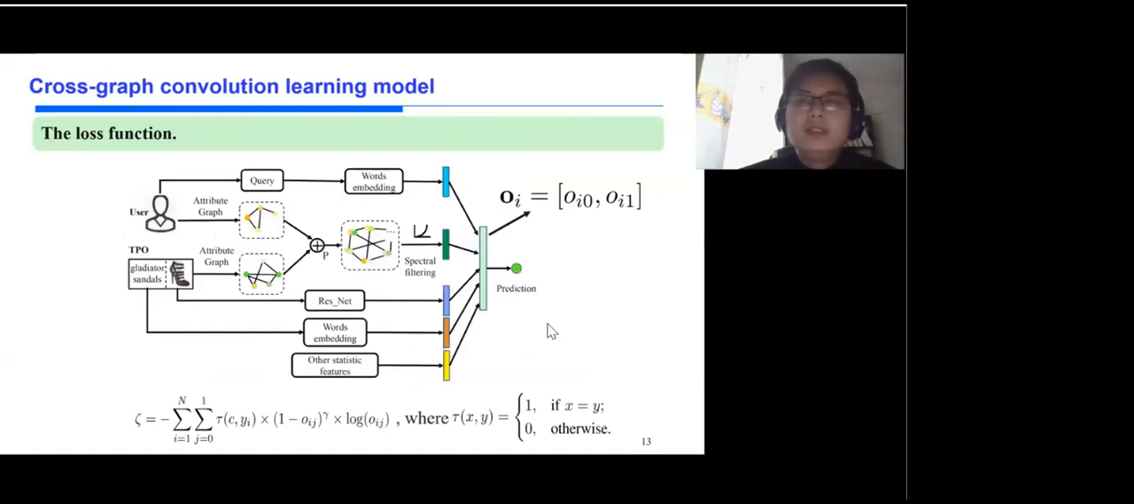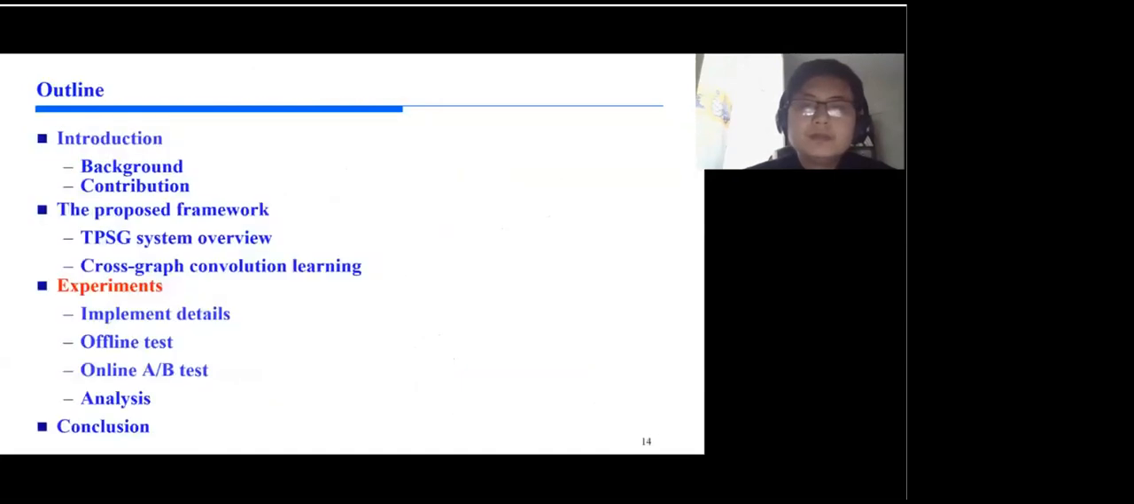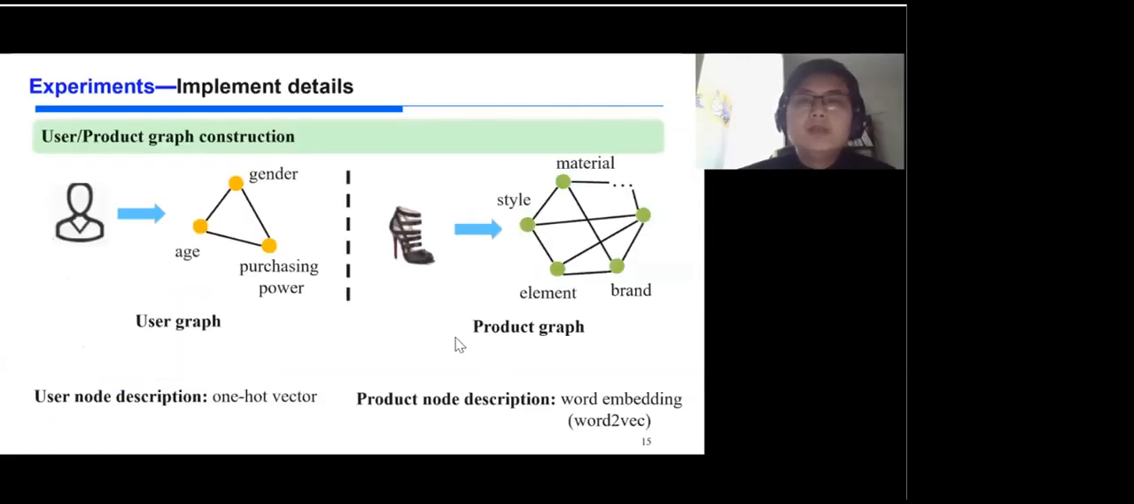Finally, to train the whole network, we employ the cross entropy with focal loss due to the class imbalance. We conduct experiments based on the data from Taobao online platform to evaluate the proposed model. We first introduce how to build the user and product graphs.